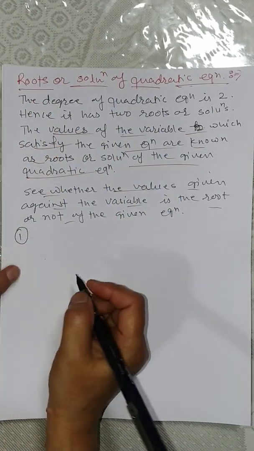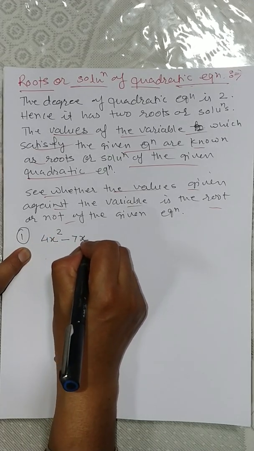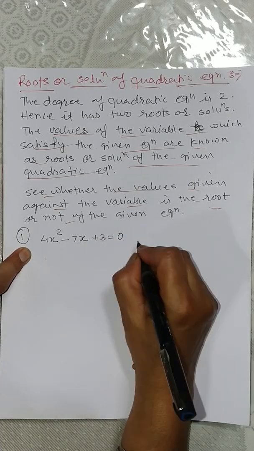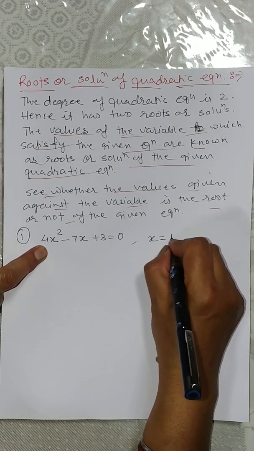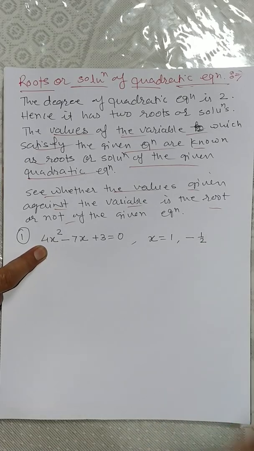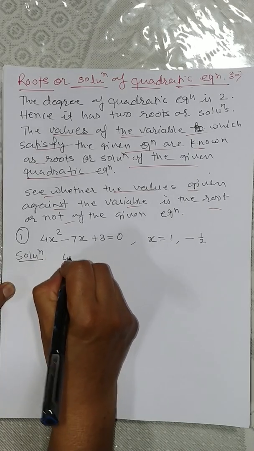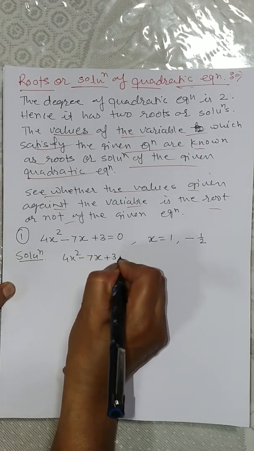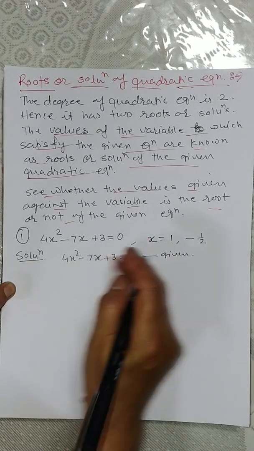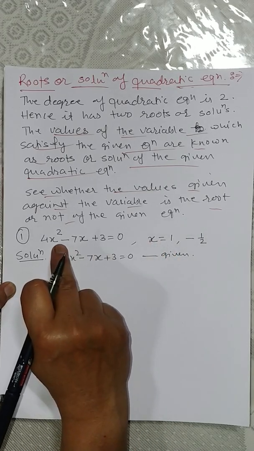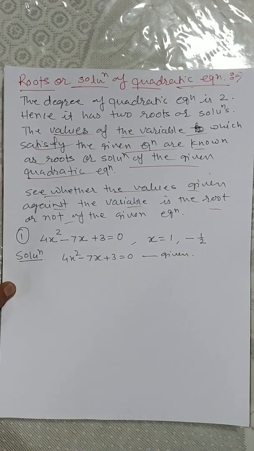Now the example is, suppose the equation is 4x square minus 7x plus 3 equal to 0. Now the values of x are 1 and minus 1 upon 2. First we have to write the given equation, 4x square minus 7x plus 3 equal to 0. This is the given equation. Now we have to first see whether 1 is a solution of the equation or not, and then we see whether minus 1 by 2 is the solution of the equation or not.